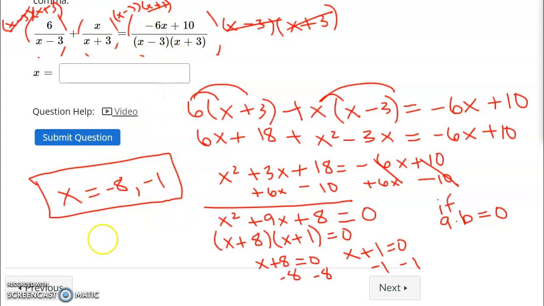One idea you can do is at the bottom you could write x cannot equal 3 and negative 3. You could do that right at the beginning just to remind yourself to check. So I hope that makes sense. First, multiply by the LCD and then simplify, combine like terms, set everything equal to 0, factor, and solve. Let me know if you want to see any others.